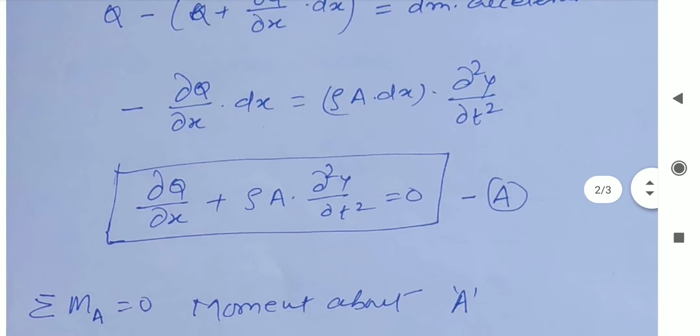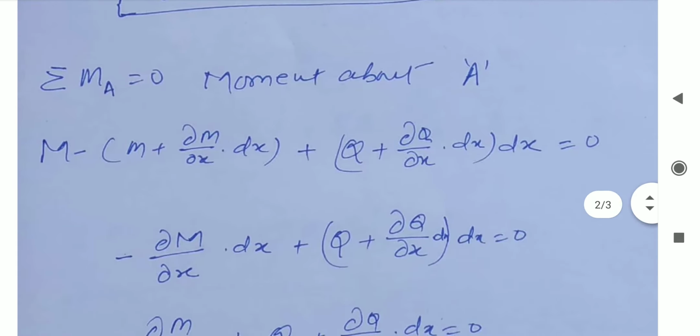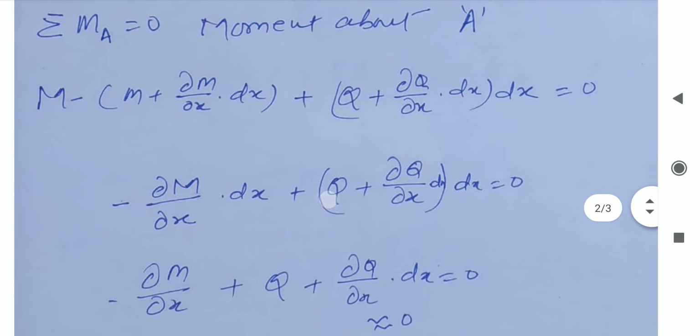So you should write down this one, that is the moment about A. Here, expand that bracket, that means M and M cancel out. So it is written as ∂M/∂x into dx plus Q plus ∂Q/∂x into dx equal to 0.